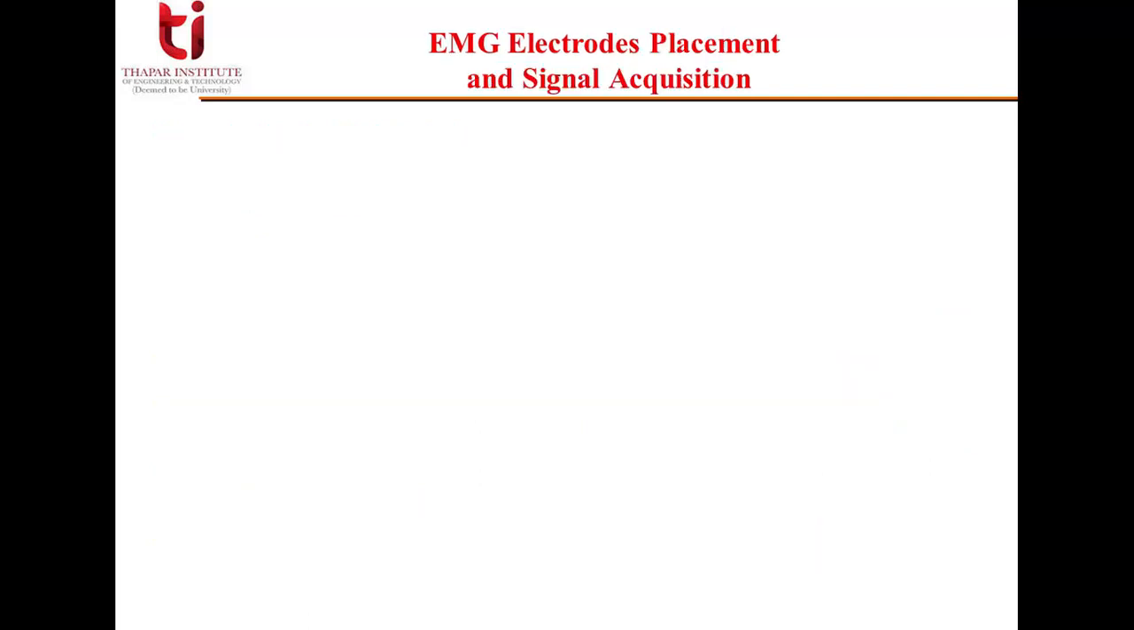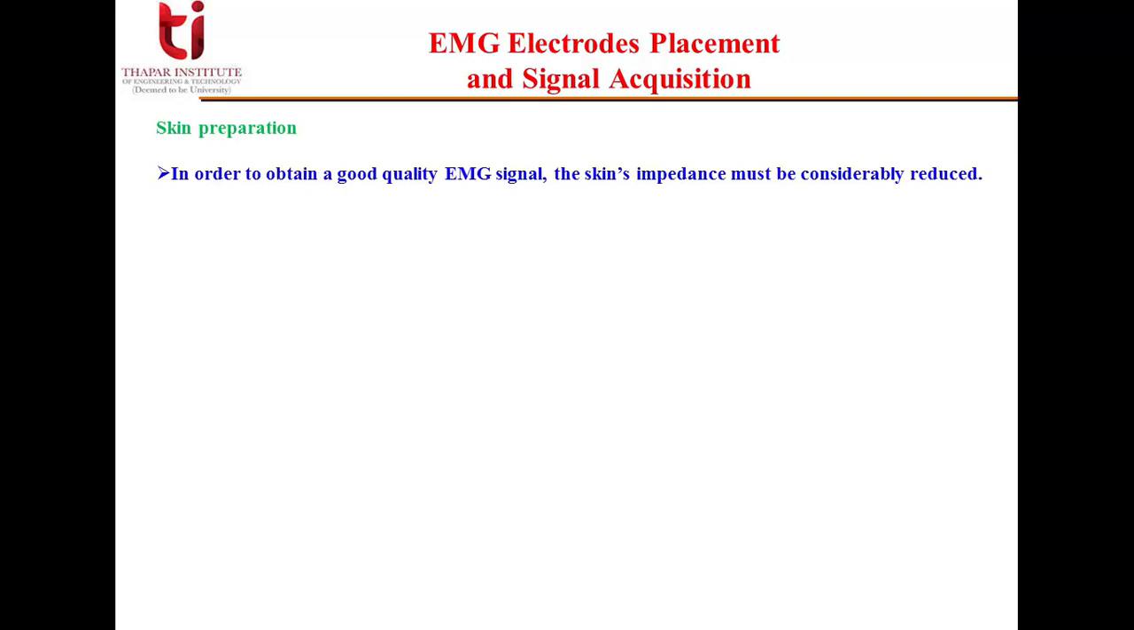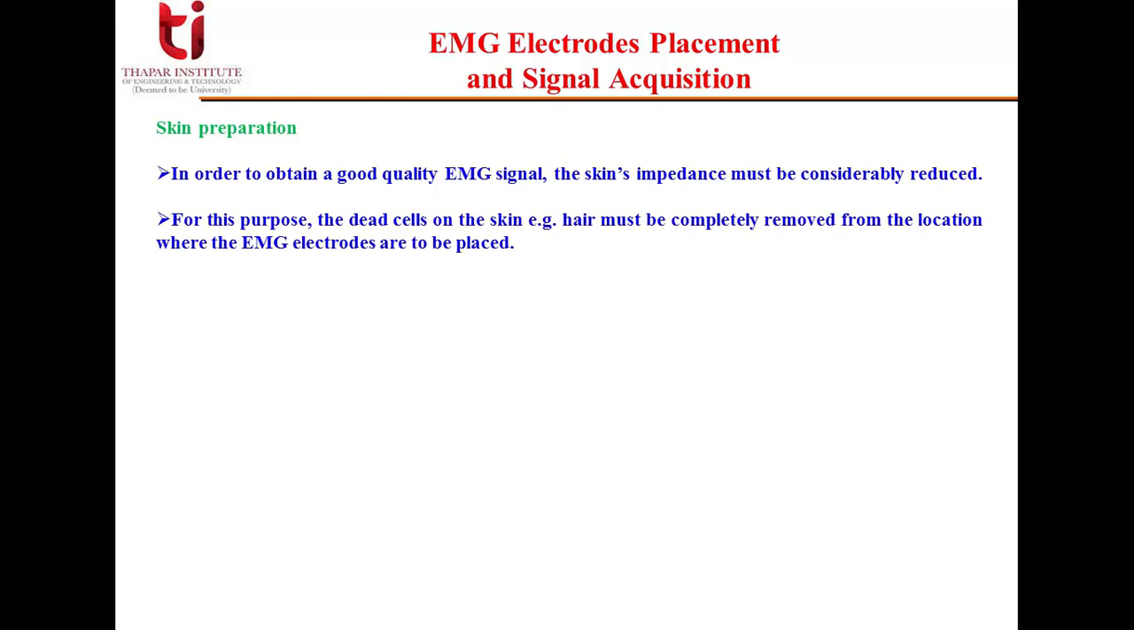Now further, let's discuss electrode placement and signal acquisition. First we will start with the skin preparation, where electrodes need to be placed or inserted. As surface EMGs are the most commonly used because of their non-invasive nature, proper skin preparation is required. In order to obtain a good quality EMG signal, the skin's impedance must be considerably reduced. For this purpose, the dead cells on the skin, and for example hair, must be completely removed from the location where the EMG electrodes are to be placed.